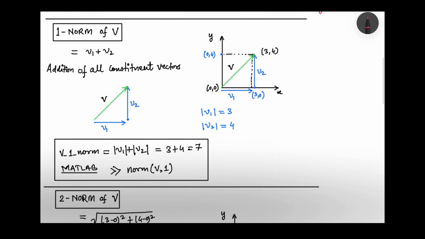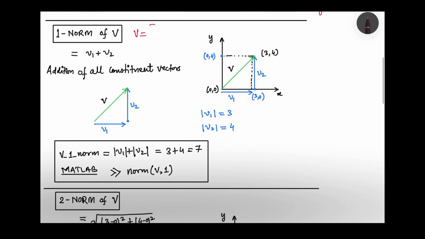The first norm of a vector v is simply the addition of its elements v1 and v2. As we have seen above, the vector that we have taken is 3 comma 4, and the first norm of the vector is simply the addition of the magnitudes of the individual elements. The elements of vector v are v1 and v2, and their magnitudes are mod of v1 and mod of v2. Adding them together gives us the first norm of the vector.